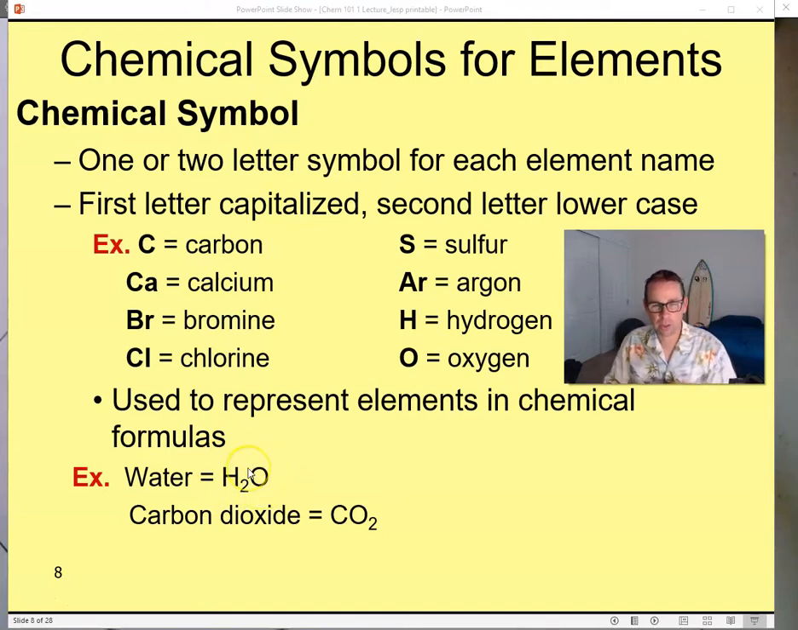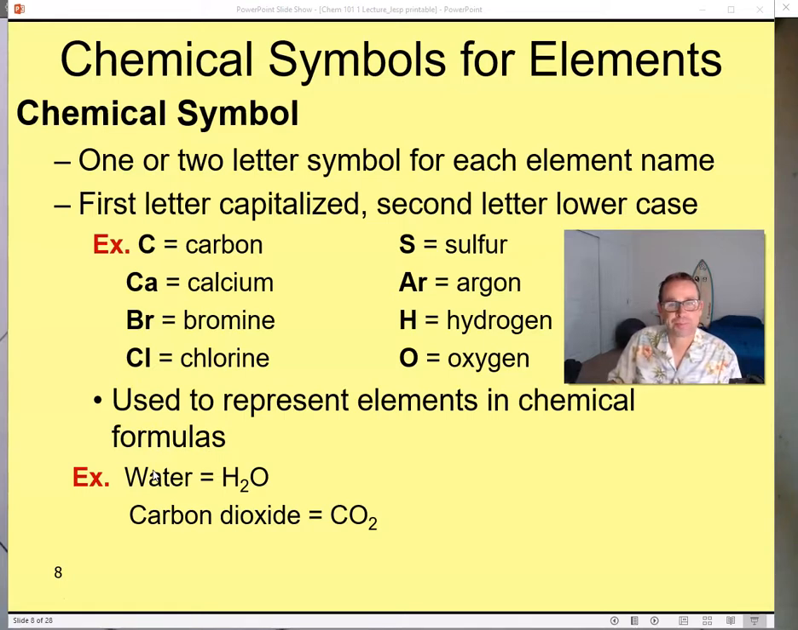oxygen. Very good. And in the same way, carbon dioxide here, CO2, 1 atom of carbon for every 2 atoms of oxygen. So our elemental symbols combine into chemical formulas, and those formulas help us know the ratio of the different elements within those compounds or molecules.